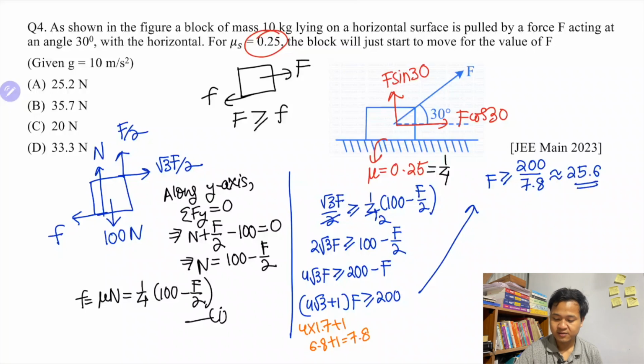Root 3 value is 1.7, an approximation, so it may be different from that. But approximately the answer should be 25 point something. So the answer is option A. Okay, 25.2, since the root 3 value is an approximation.